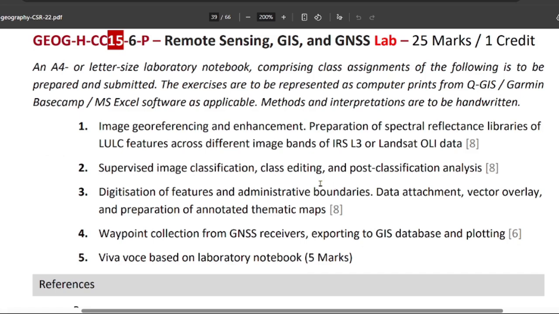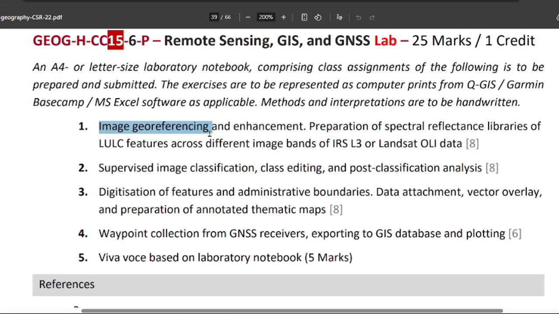Hello students. In the Geography Honors curriculum for semester 6, there is a paper titled Remote Sensing GIS and GNSS. The very first topic covered in its practical part is image georeferencing.